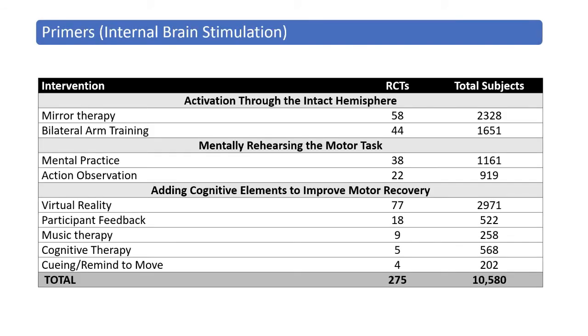Here are the examples of internal brain stimulation therapies, which can act either through activation of the intact hemisphere, mentally rehearsing the motor task, or adding cognitive elements to the motor task. And in total, there are 275 RCTs that investigate this type of stimulation.